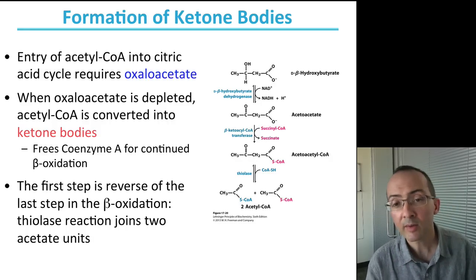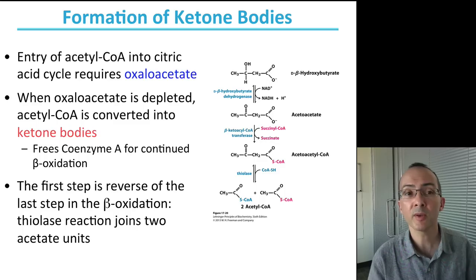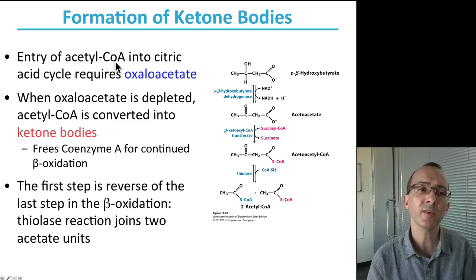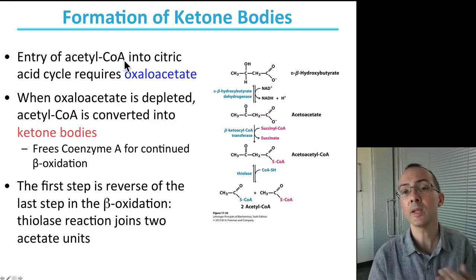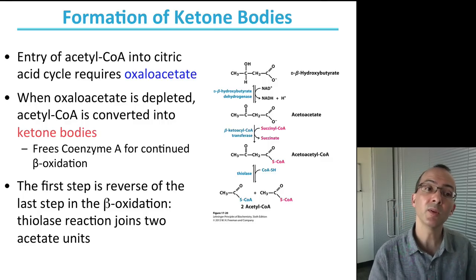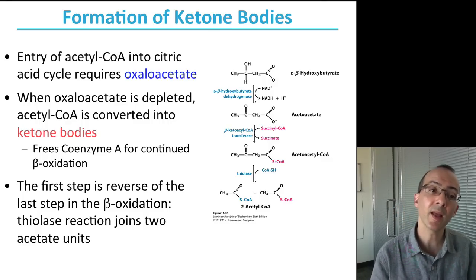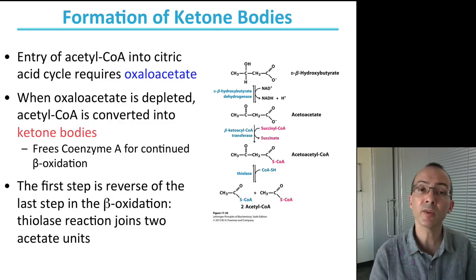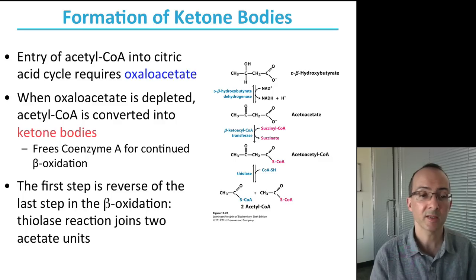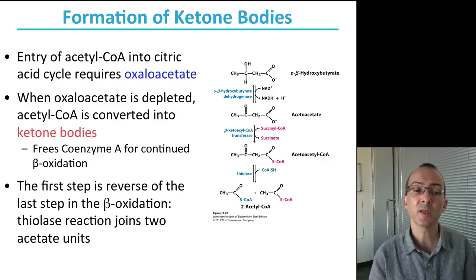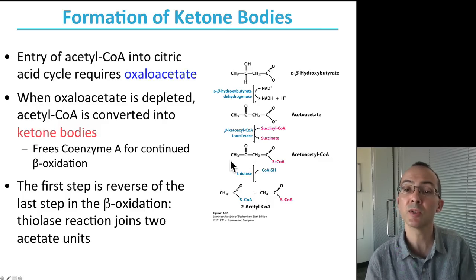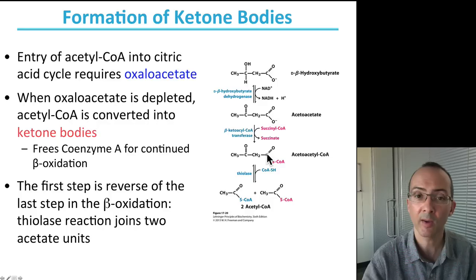Now another key aspect of fatty acid degradation is the possibility of forming so-called ketone bodies. So if acetyl-CoA is to enter the TCA cycle, we need oxaloacetate as the acceptor for acetyl-CoA. When oxaloacetate has been depleted, the acetyl-CoA is instead converted into ketone bodies that frees up coenzyme A so we can do continued beta oxidation of fatty acids. So the first step in the formation of ketone bodies is just the reverse of this last step in the beta oxidation pathway, which is to regenerate acetoacetyl-CoA.